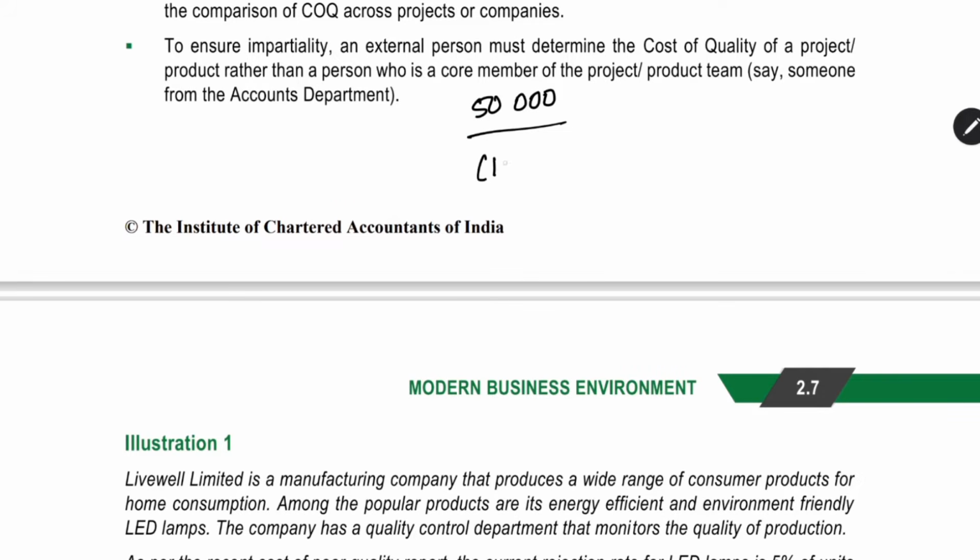Now, 50,000 we have as current loss. We need a savings of 15,000. So what do we have to do? The loss after the proposal should be 35,000. This should be the loss after the proposal implementation.